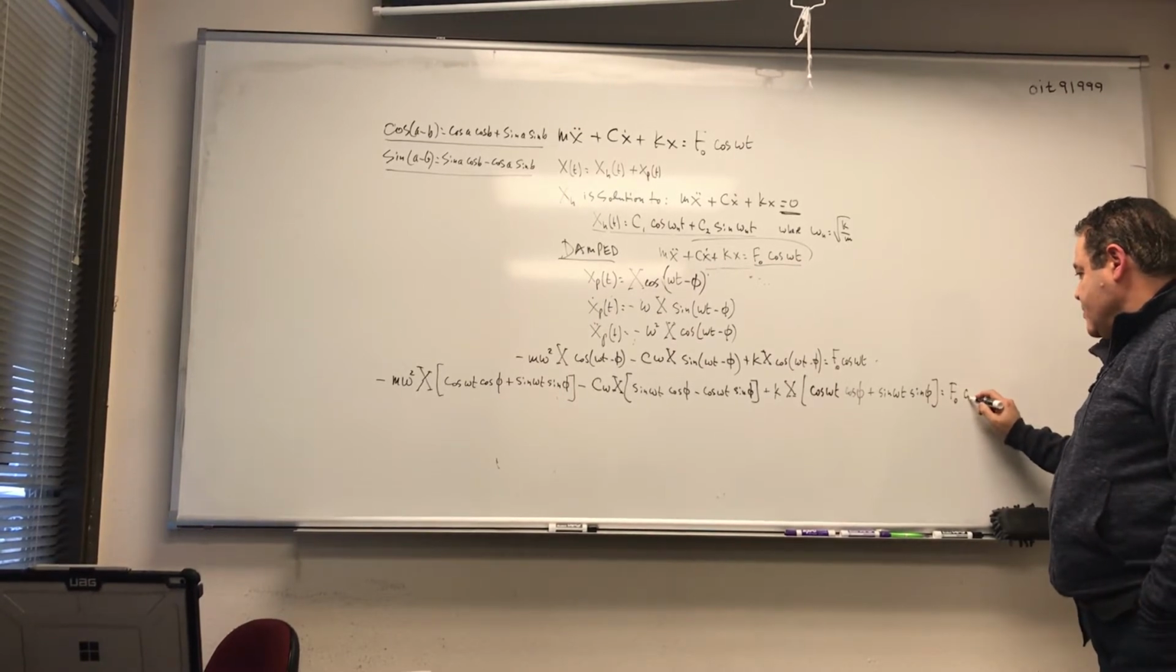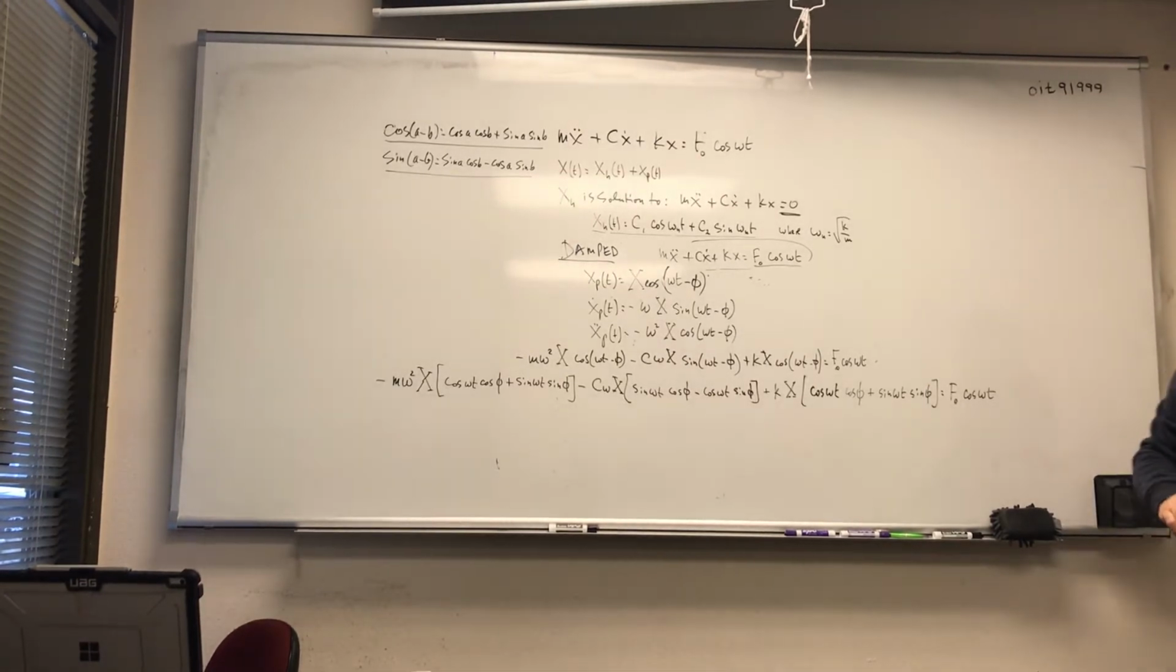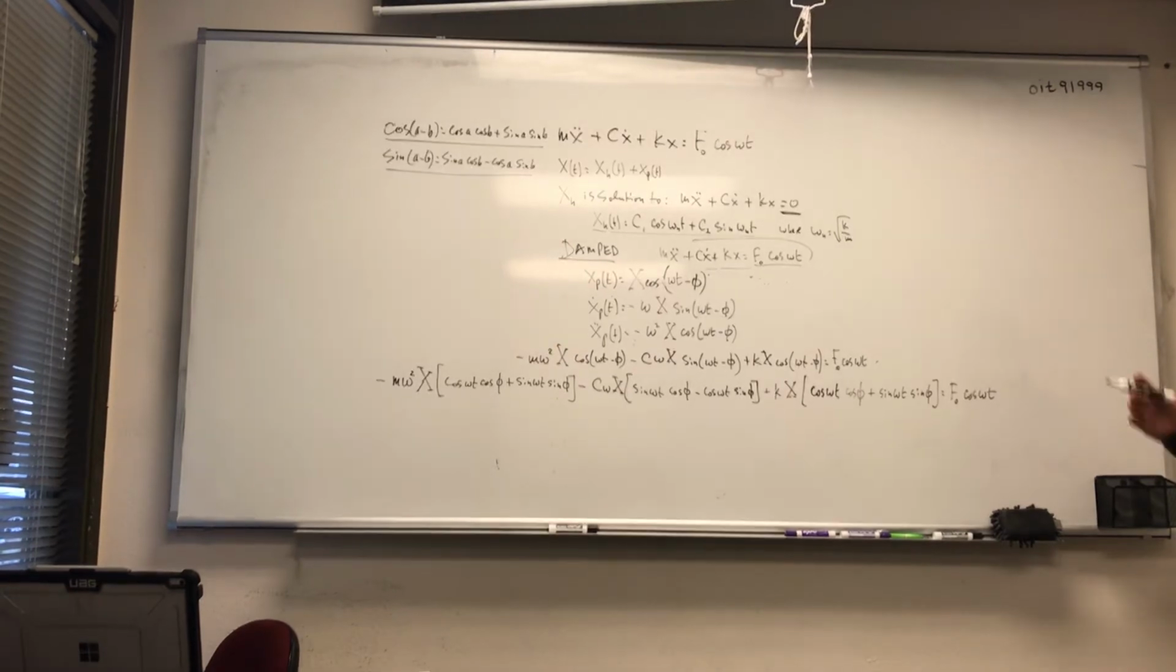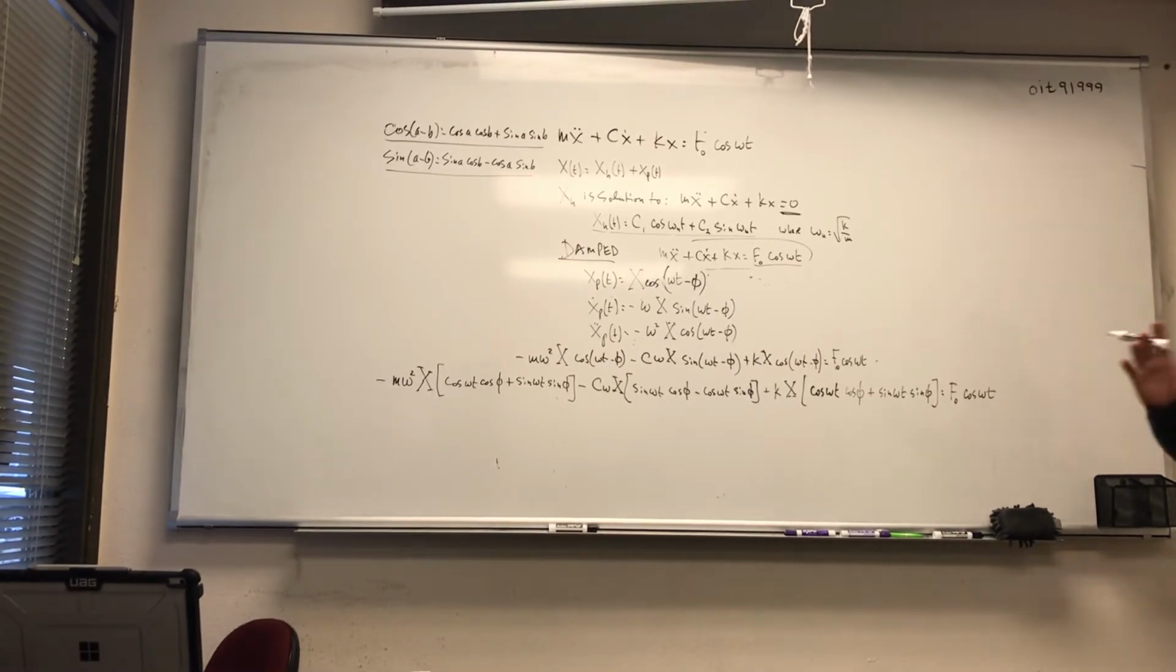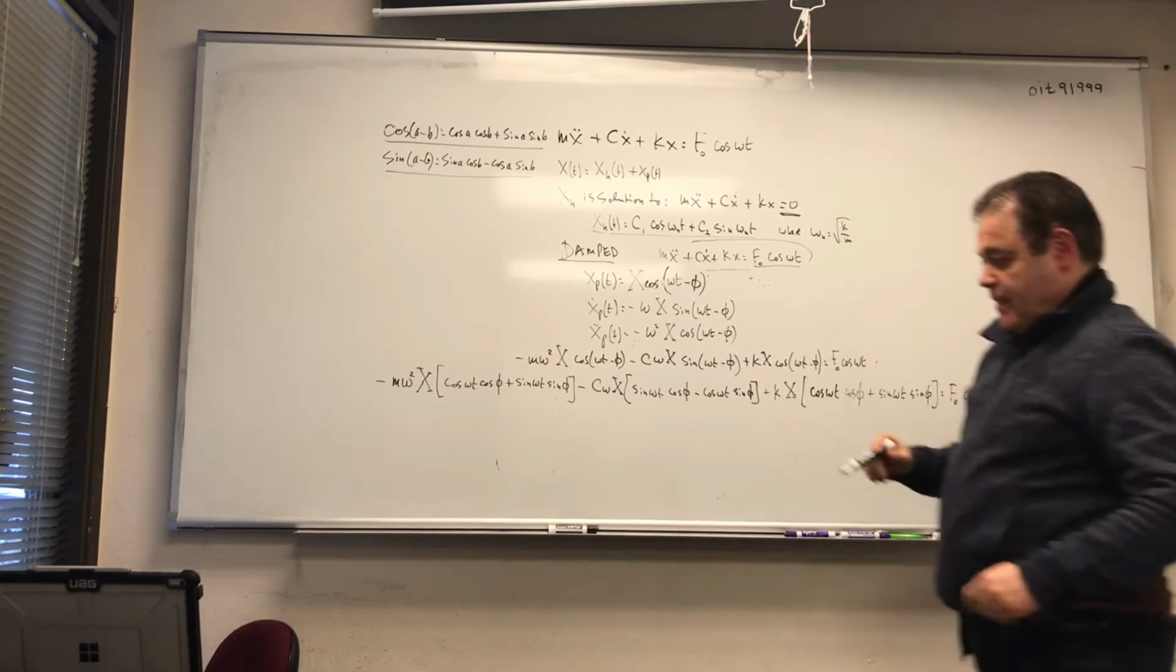Cosine omega t cos phi plus sine omega t sine phi is equal to f naught times cosine omega t. Are you sure? I think I'm sure on this one. Now what's my next step, you think? You gotta combine like terms. Combine like terms, cosine, sine. Exactly. In other words, take everything that's got a cosine omega t and factor it out, right?